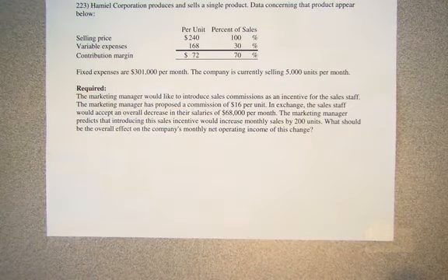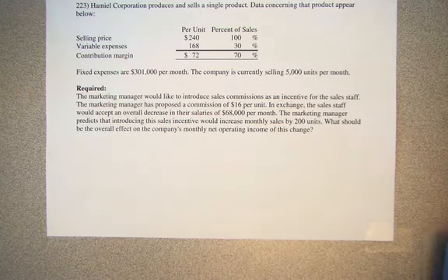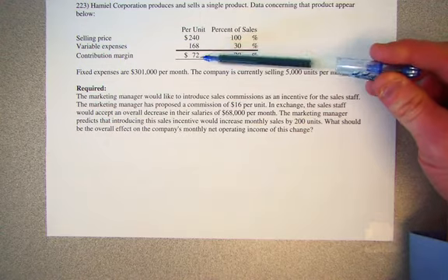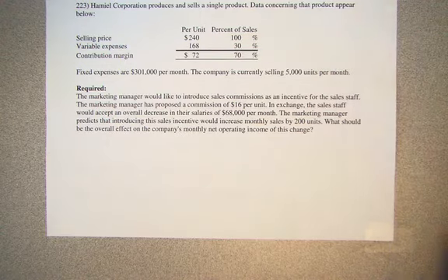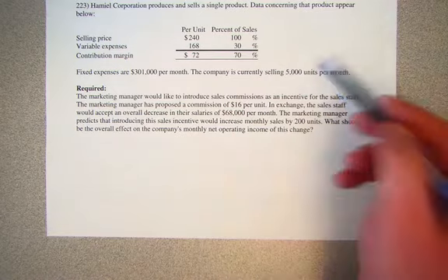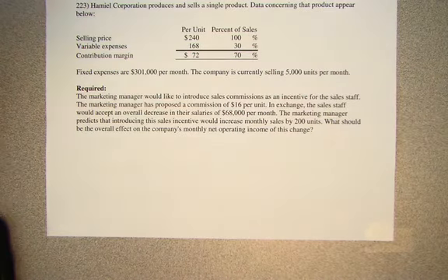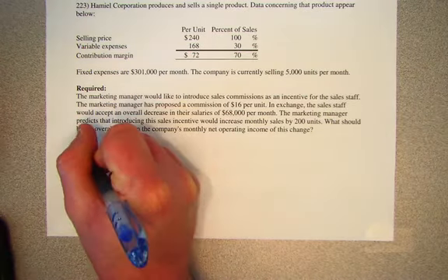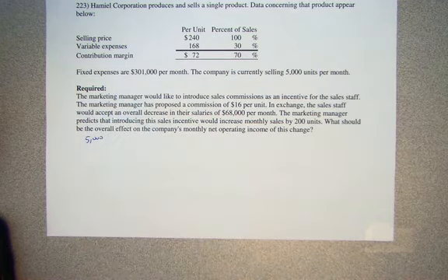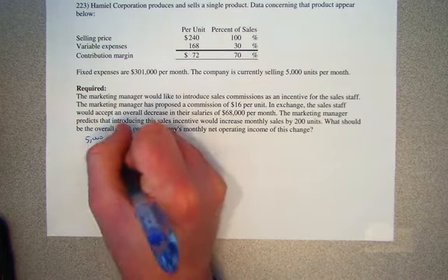This question is another one of the what-if scenarios that we encounter with cost, volume, profit analysis in Chapter 5. Basically, right now this company has a contribution margin of $72 per unit, and their fixed expenses are $301,000 per month. They're selling 5,000 units. So let's start out by looking at what their overall profitability is right now.